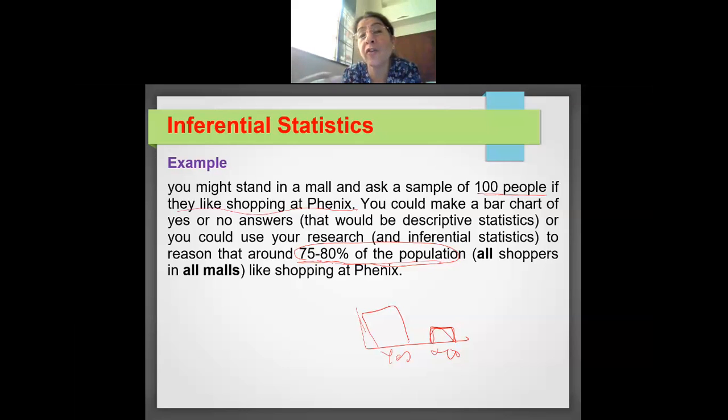But what if you have a larger number of samples? If the number of samples is high, descriptive statistics might not give you a good representation of all those samples. So you can go for inferential statistics to validate whether people actually like shopping at Phoenix or not. Those kinds of statements can be concluded, or you can make a decision about whether people actually like shopping at Phoenix Mall or not, based on the data.